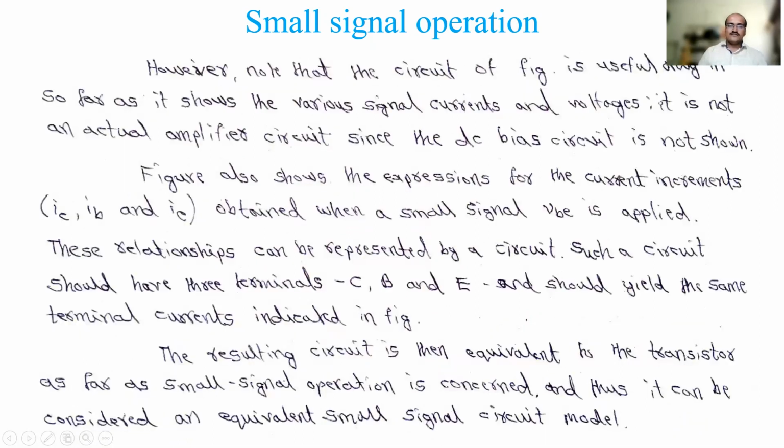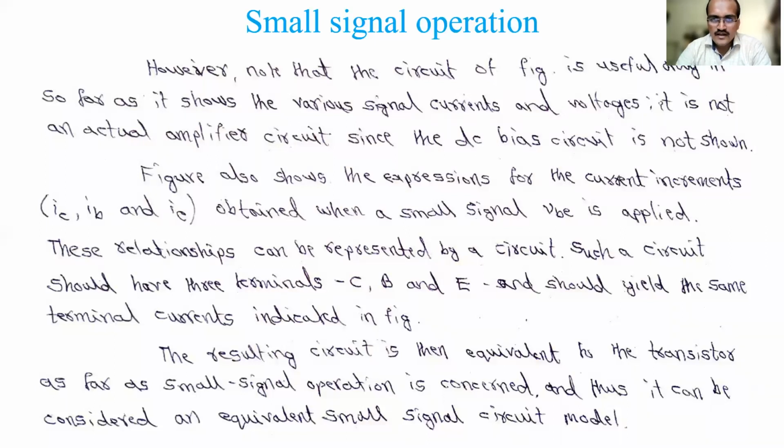So finally, this discussion leads to our models. Okay, the BJT model we have talked about. However, note that the circuit of the figure is useful only in so far as it shows the various signal currents and voltages. It is not an actual amplifier circuit since the DC bias circuit is not shown. So this circuit, whatever I have shown you, is not a complete circuit. It is just to show you the differentiation between the DC and AC components.